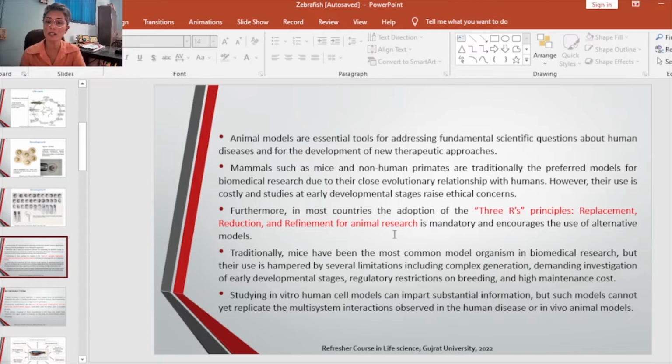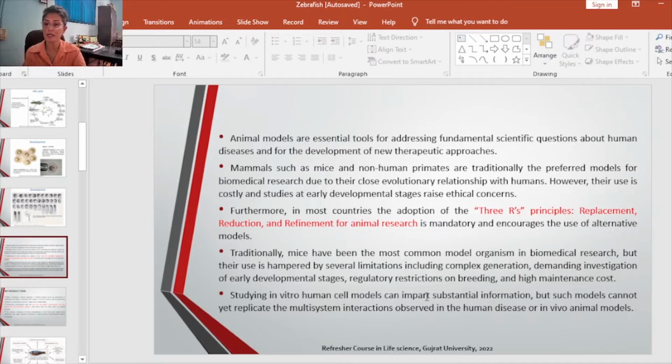Because in most countries the adoption of the 3 R's, that is replacement, reduction and refinement, for animal research is mandatory and encourages the use of alternative models. For that purpose we are shifting towards animal cell lines, and we are studying all types of medical aspects in in vitro human cell models.